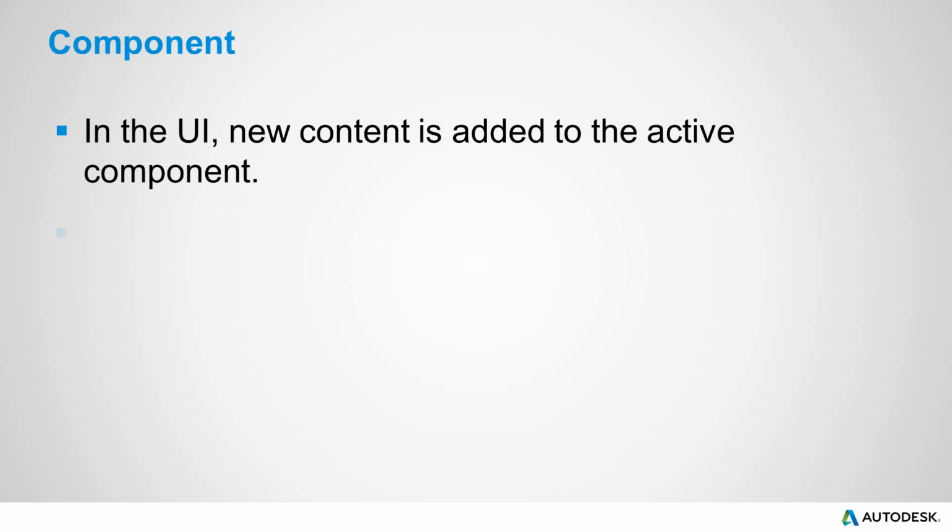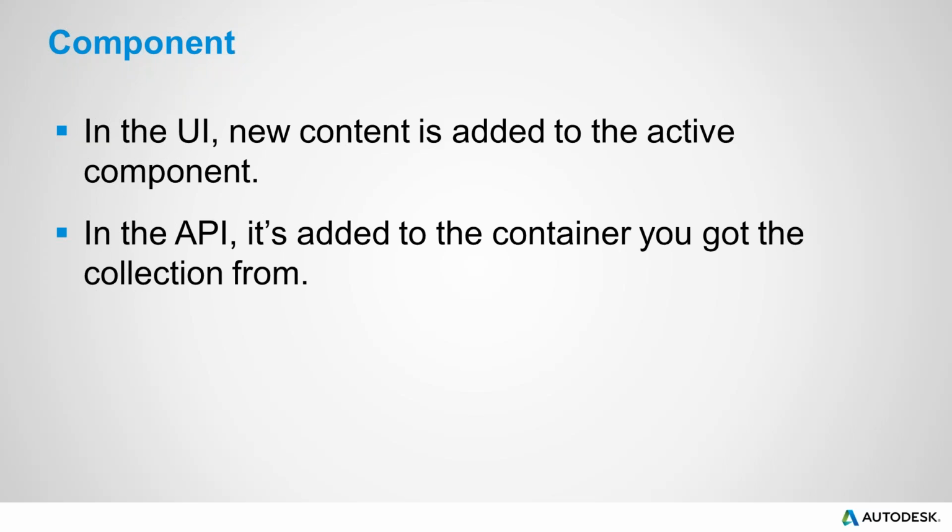But through the API, it ignores what the active component is. If you care about it, you can find out from the API which component is active. But when you create a new sketch, it doesn't care what the active component is. And the way it determines where to create that sketch is by where you got that sketches collection that you call the add method on.